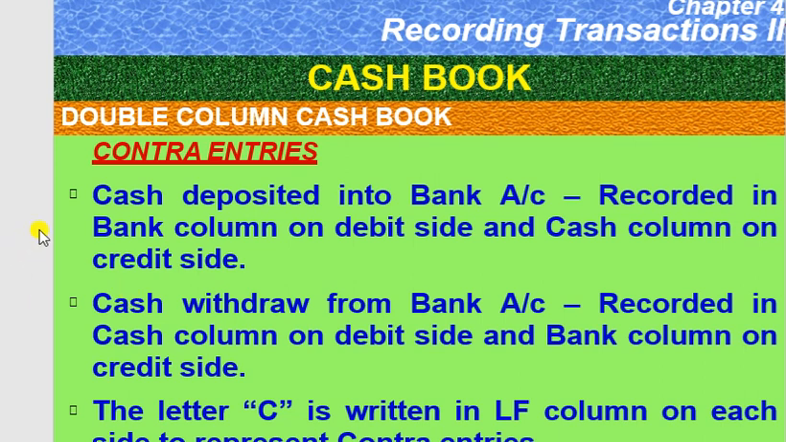Then contra entries. You know what contra entries are. If we deposit cash into the bank or withdraw cash from the bank for office use, in such transactions both the cash and bank columns of the cash book are affected. So that type of entry is known as a contra entry. Cash deposited into the bank account is recorded in the bank column on the debit side and the cash column on the credit side. In the same way, cash withdrawn from the bank is recorded in the cash column on the debit side and the bank column on the credit side. The letter C is written in the LF column on each side to represent contra entries.